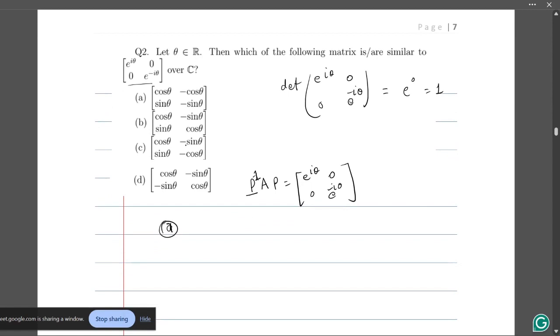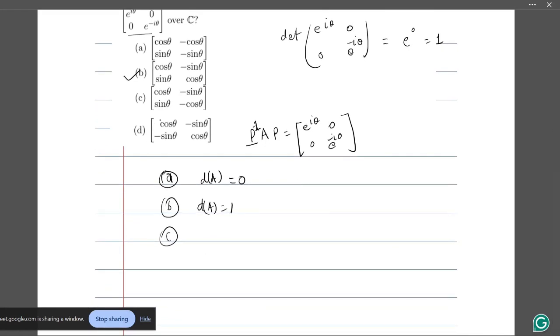So okay, someone is saying B is correct. Let's verify. The determinant of A in the first option is 0. In B, we have determinant of A equal to 1. What about C? We have minus cos 2 theta as the determinant. And in D we have cos 2 theta. So only B satisfies our choice.